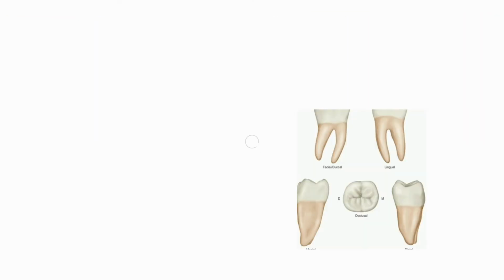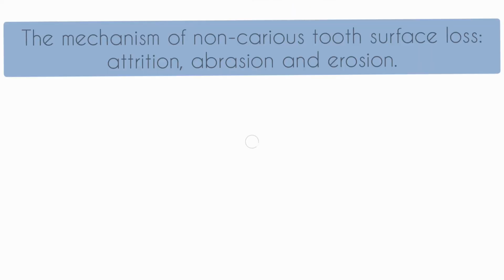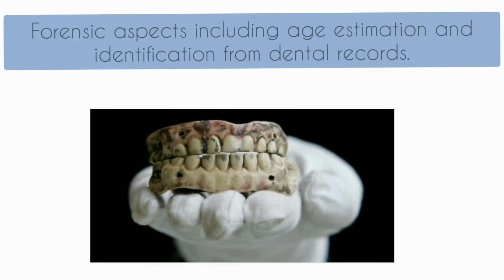Tooth morphology. Chronology of dental development and tooth eruption. The mechanism of non-carious tooth surface loss: attrition, abrasion and erosion. Forensic aspects including age estimation and identification from dental records.